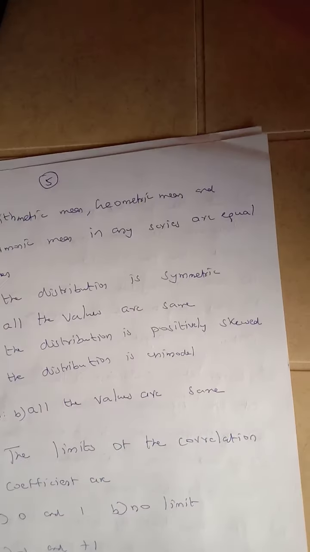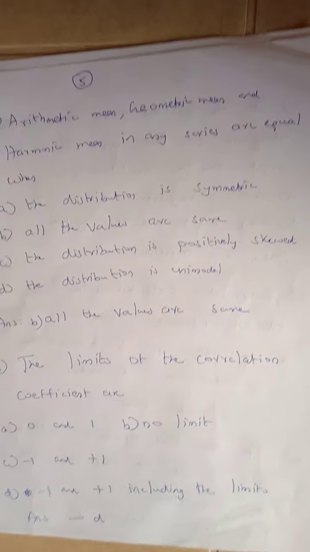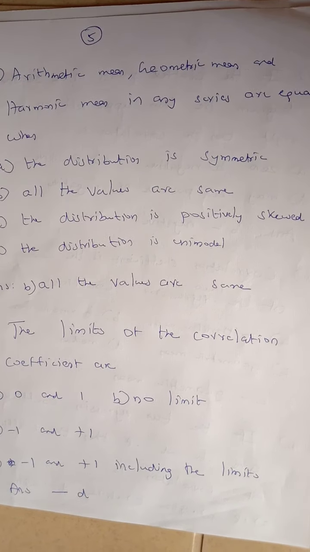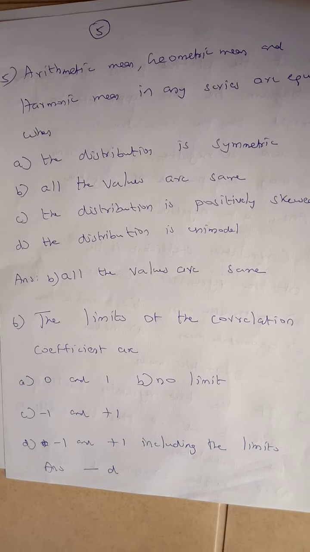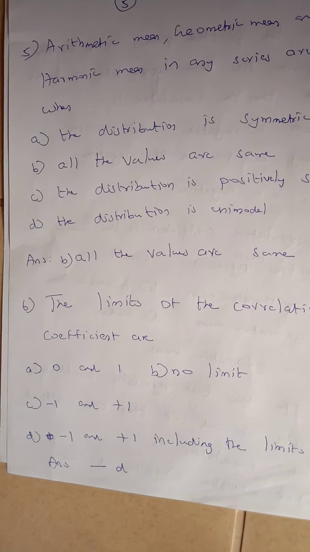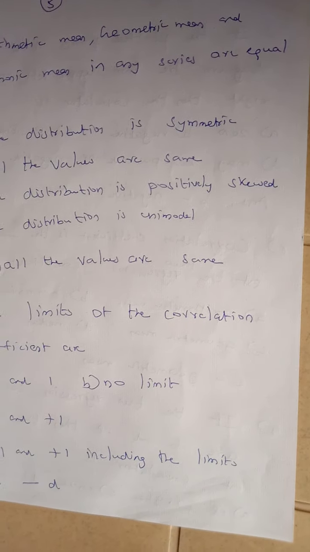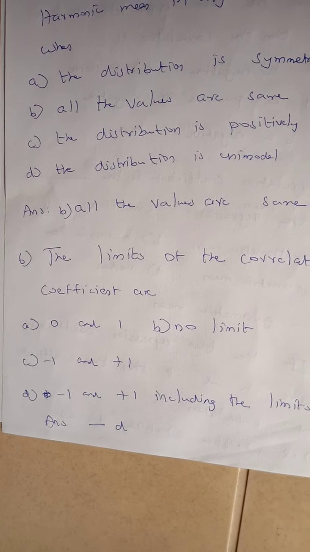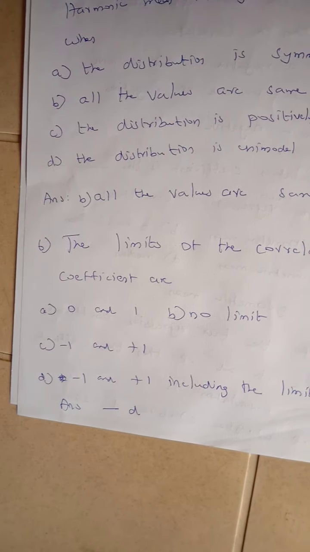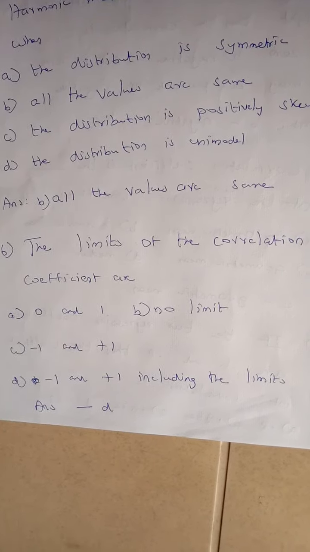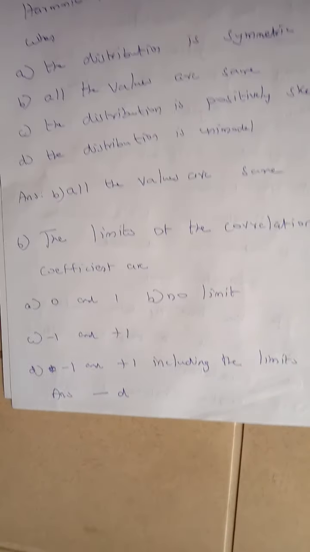Arithmetic mean, geometric mean and harmonic mean of any series are equal when: option A, the distribution is symmetric; option B, all the values are the same; option C, the distribution is positively skewed; option D, the distribution is unimodal. So here the correct option is option B, all the values are the same. For geometric mean and harmonic mean, there is not much relation to symmetric values. So here the correct answer is, all the values are the same.